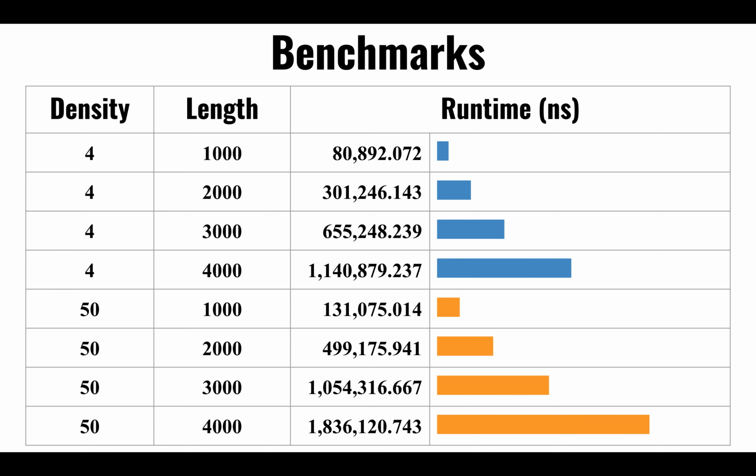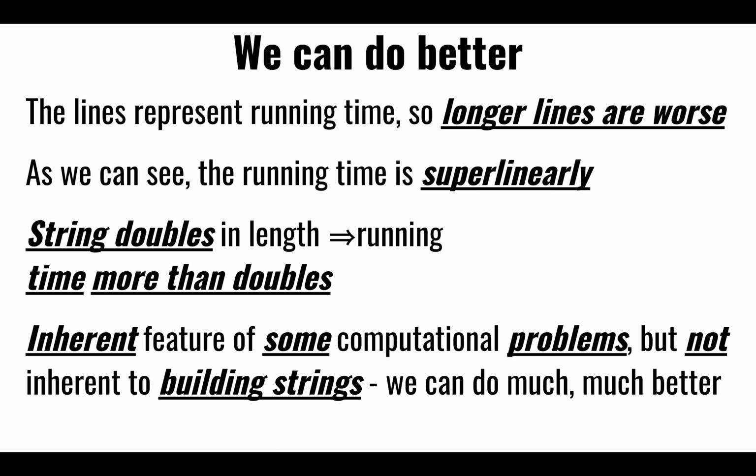So this perhaps was not to be expected until you consider what's happening under the hood. This is just pointing out what is worrisome: that even though the input is linear, if the string doubles, the time that it's taking more than doubles. So it's growing faster than the size of the problem.